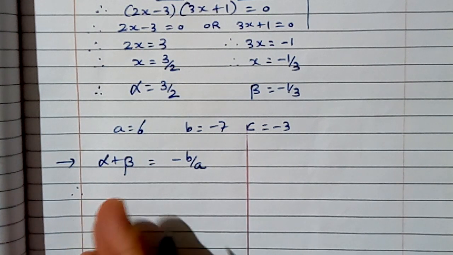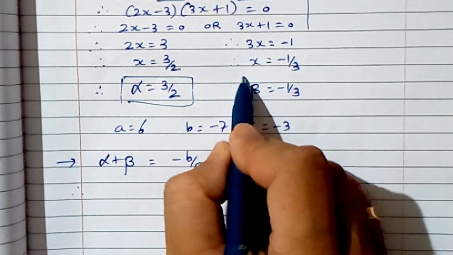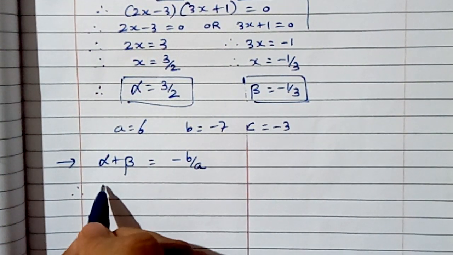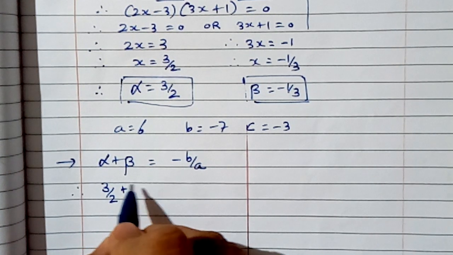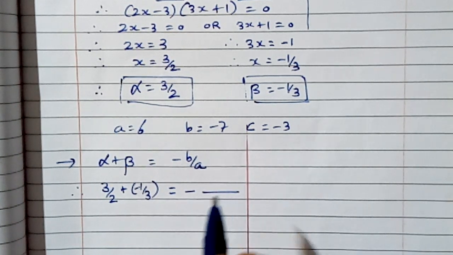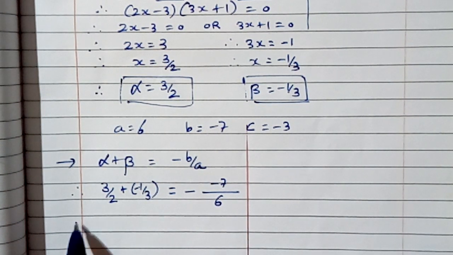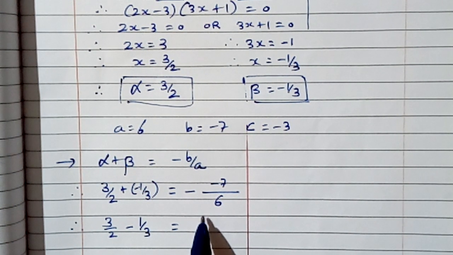Therefore, alpha plus beta, that means sum. Alpha is what we can see and what is beta. Alpha we write 3 upon 2 plus minus 1 upon 3. Right side minus b, that means -7 upon a, that is 6. Here on the left side in the simplification 3 upon 2 minus 1 upon 3. Here on the right side minus and minus, so it becomes 7 upon 6. On the left side the LCM is 6.